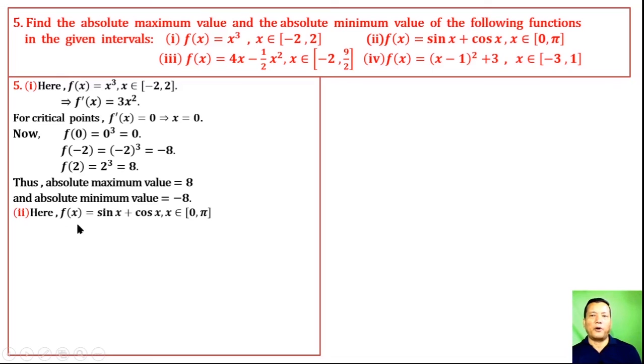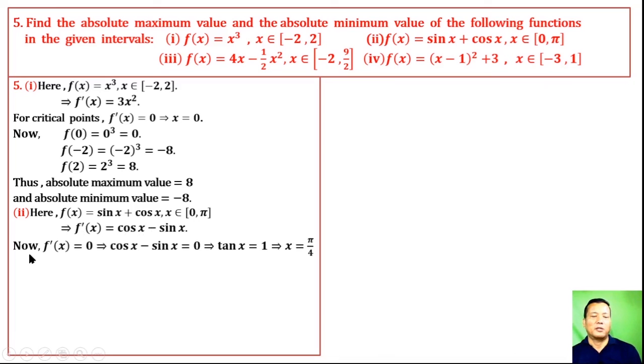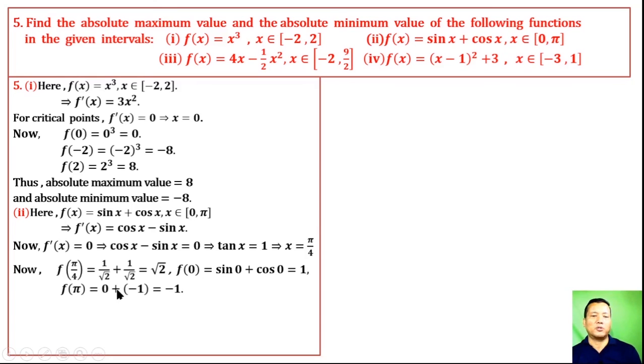For Roman number 2, f(x) is sin x plus cos x, x belongs to closed interval 0 to pi, whose first order derivative is cos x minus sin x. Now f'(x) equal to 0 gives x equal to pi by 4. Now f(pi by 4), whose value is root 2, and f(0), whose value is 1. f(pi) is minus 1. Thus absolute maximum value is root 2, 1, minus 1, from which the greatest one is root 2. And absolute minimum value is minus 1.